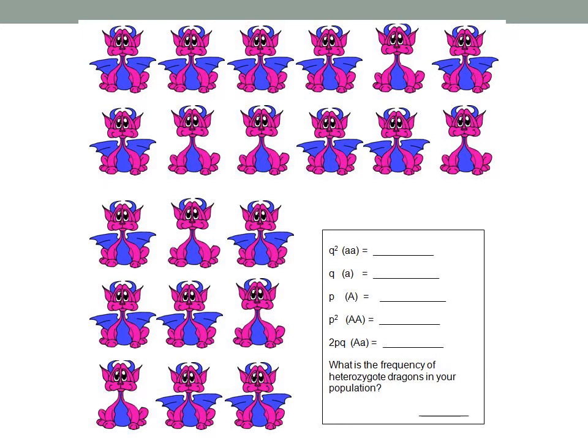Then what is 2pq? 2 times 0.42 times 0.58 is 0.49. What percentage of your population are heterozygotes? 49%, because the 2pq is 0.49.